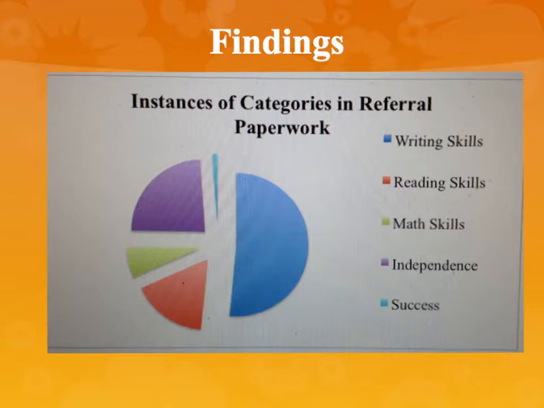In the findings section of my paper, I talked about the major themes that emerged within the paperwork. You can see through this chart that writing skills was the major theme I found, and I'm going to talk a little more about that in my discussion and conclusions. Reading skills was also on there, but another major aspect is independence. A lot of teachers were looking at students increasing their independence in various ways. This is just looking generally at increasing independence.